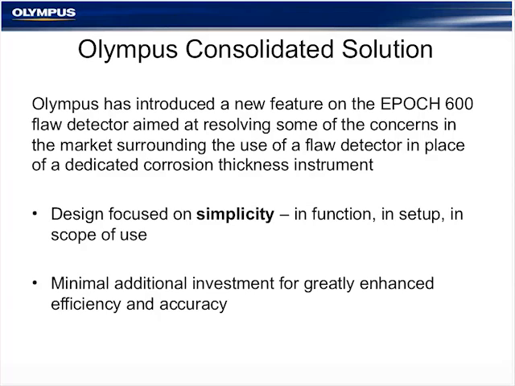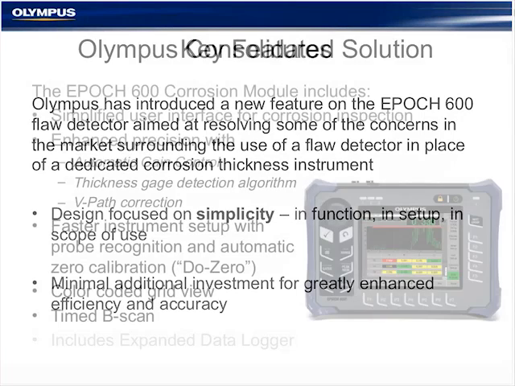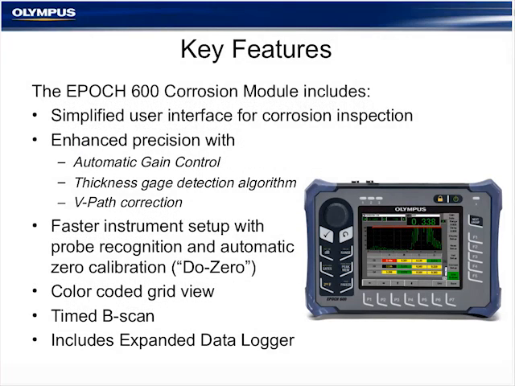So we will, of course, learn a bit more about this as we get into the live demonstration of the instrument itself. But I do want to highlight a couple of the key features that have been developed into this corrosion module, as we're calling it, on the EPIC 600. Of course, we talked about the simplified user interface, but some of the ultrasonic and algorithmic enhancements to the unit include things such as automatic gain control. So the operator is no longer required to manually manipulate the gain to optimize the signal height.